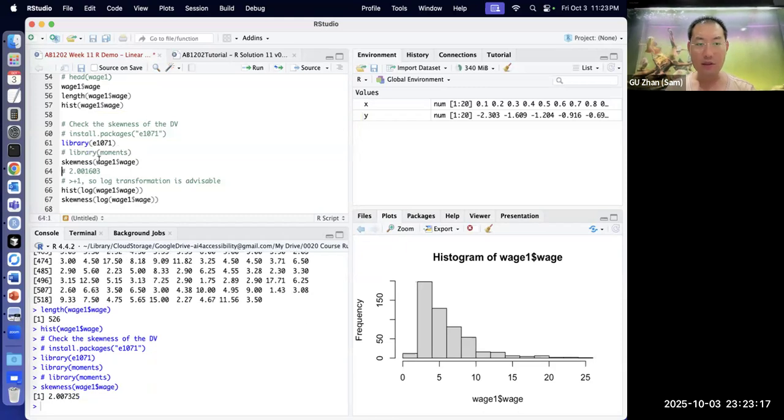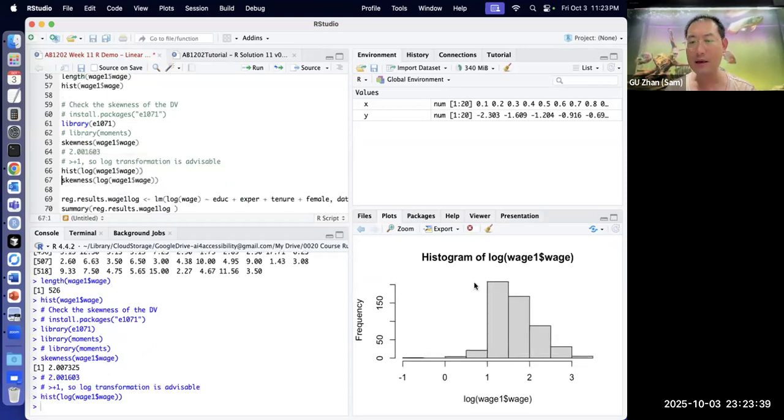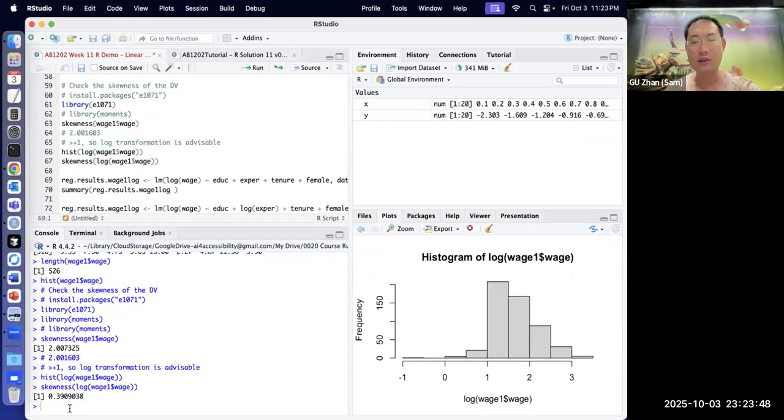So skewness of wage is showing 2. If it's greater than 0, it's right skewed. Lesser than 0, a negative value, it's left skewed. If it's positive and more than 1, it's highly right skewed. After that, we apply the log transformation and show the histogram. Then we also calculate the skewness of the log transformed wage, which is still positive, but lesser than 1.